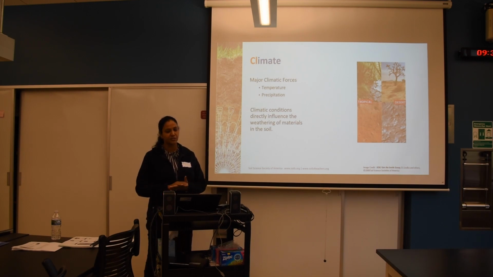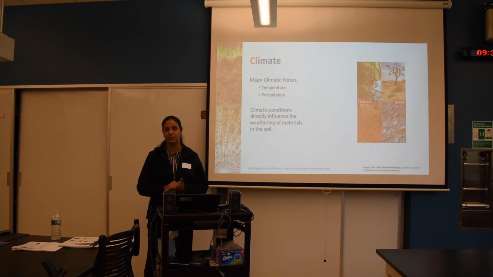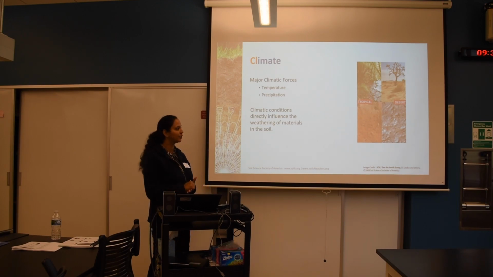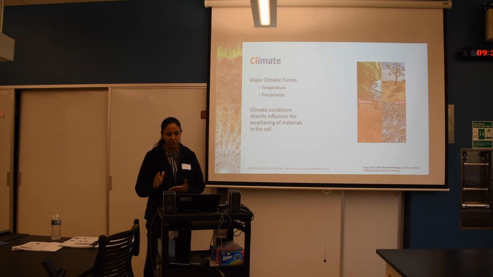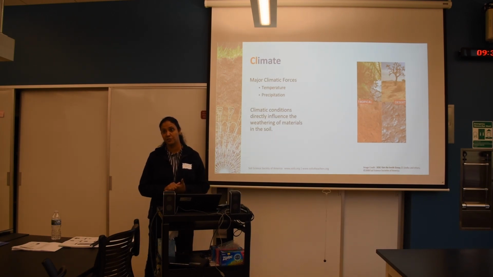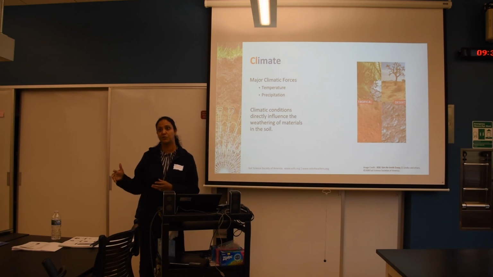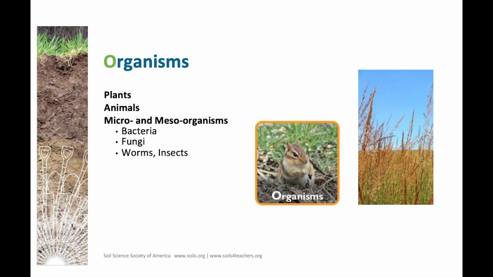For example, soils develop faster in the warmer regions than in the colder regions, right? That leads to a faster formation process. In the cooler regions, they develop slowly, but in the warm regions, they develop faster. That's how temperature and precipitation influence the soil formation process.